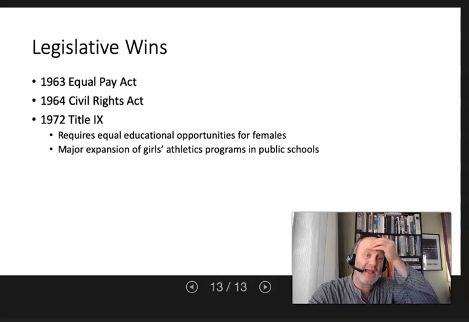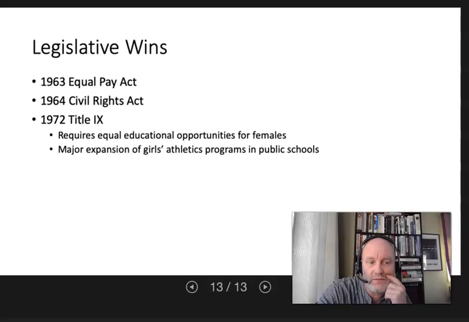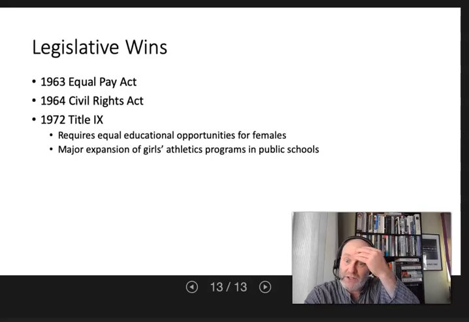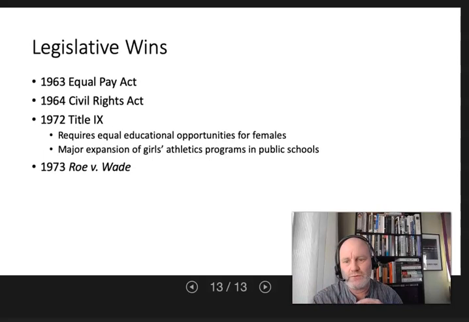1972, Title IX, which requires, right, equal opportunities for women in sports, in athletic programs, in public school, and then in college. So effectively an equal protection of women's rights, right, in educational settings, and then by extension in the public sphere. Roe v. Wade obviously is a huge victory for women, a woman's ability to have sovereignty over her own body, and, as we know, has been contested ever since in the United States.